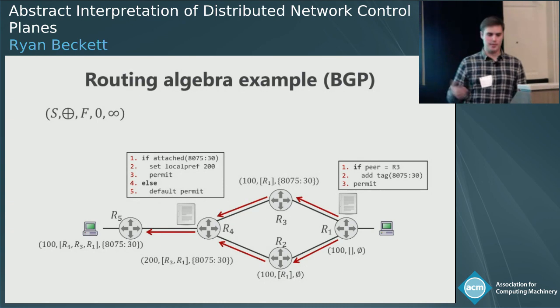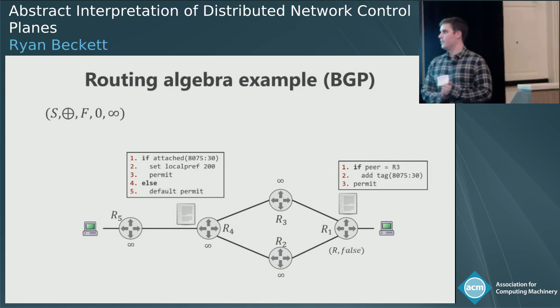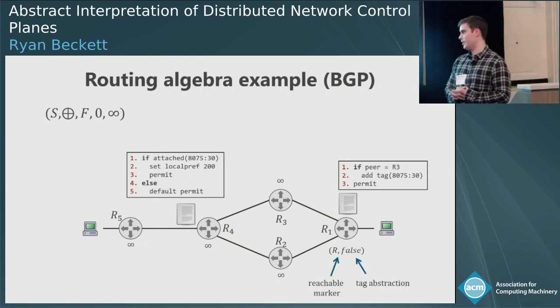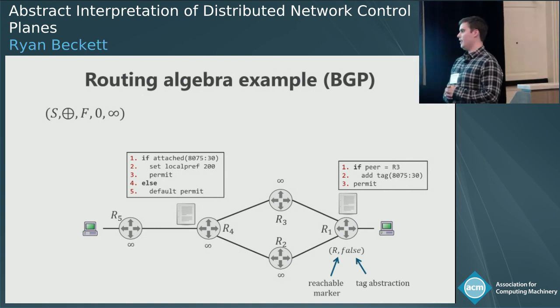Now, if we want to execute this network efficiently, while still proving reachability between R5 and R1, we might think about using abstraction. So I'm going to show that as basically an abstract protocol running on this network. So the idea is pretty simple. I'm just creating an abstract message here, and it has two components. So I've thrown away the path, I've thrown away the preference. I just have a reachability marker saying there's some route.